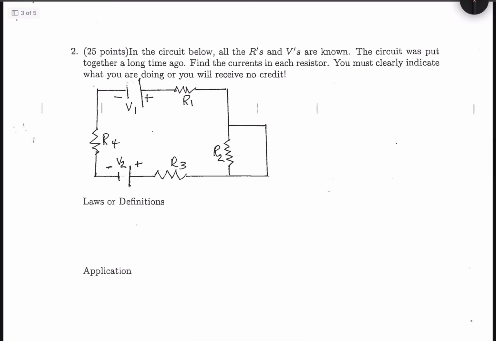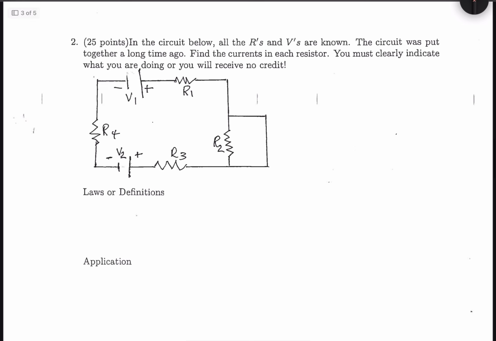So, in the circuit below, all the R's and V's are known. The circuit was put together a long time ago. So, again, this one's in steady state. Oh, my Lord. I can't spell today, guys. Steady state. Find the currents in each resistor. You must clearly indicate what you're doing or you'll receive no credit.